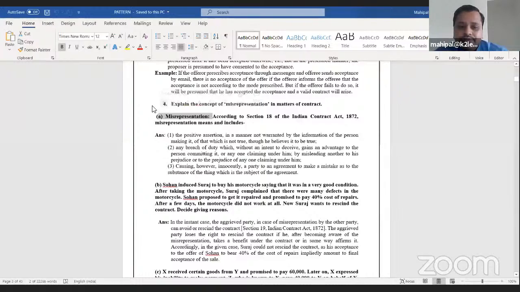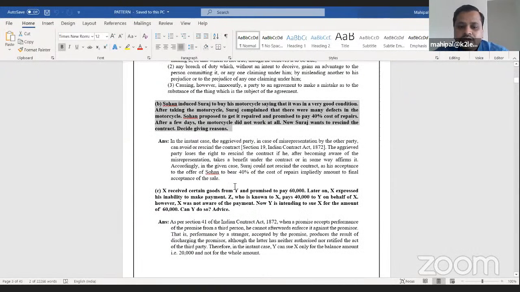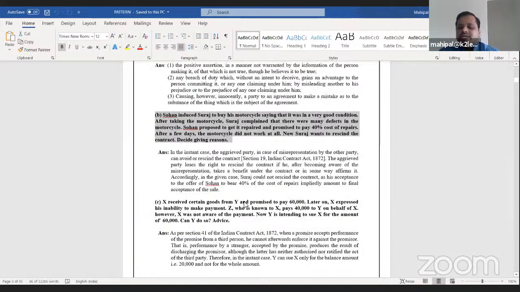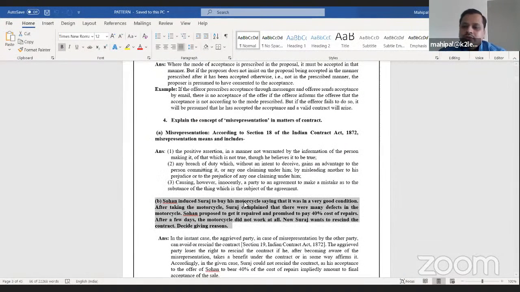Again, this is a case-based question. Sohan induced Suraj to buy his motorcycle, saying that it was in very good condition. How many marks will you lose if you don't give an example? My dear friends, it depends upon which question. Assuming the previous question, it is for 2 marks. Then probably 1 mark you might lose, because writing only 2 lines for 2 marks is not good; if you give a small example it will be understood. 4 marks compulsorily you have to write. So quality and quantity both matter, or only quality? Quality 90%, quantity 10%.